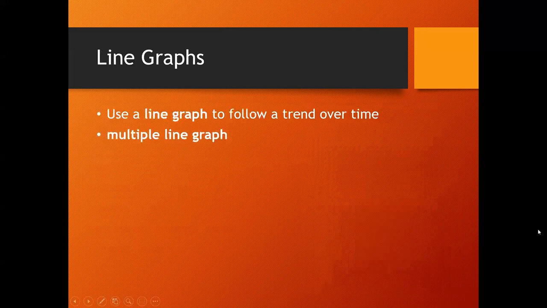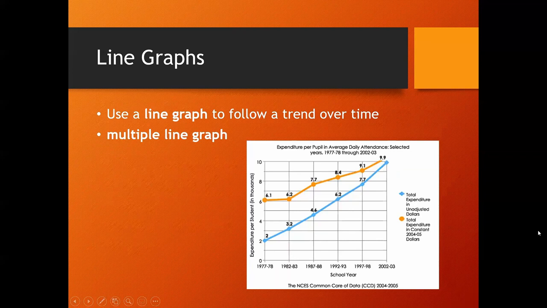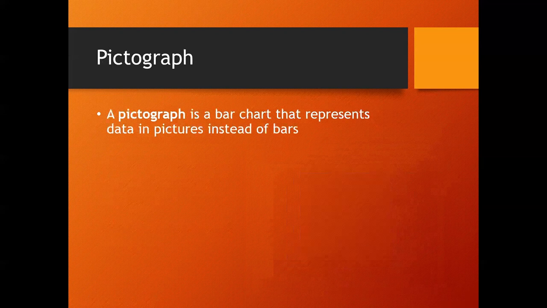A line graph is going to be used to show a trend. A lot of times it is a trend over time. You can also have a multiple line graph where there are multiple lines, which is what this example is about. So here you can see there is time across the bottom. So you've got school years and you've got student expenditures on your vertical axis. And then here you've got blue is your total in unadjusted dollars, and the orange is the total in constant dollars. So you can very quickly see and compare the two different trends over time.